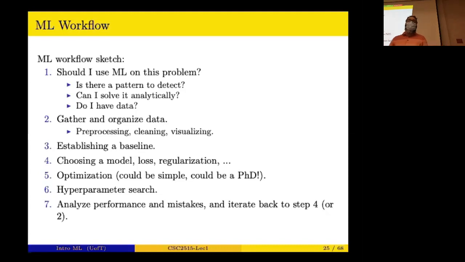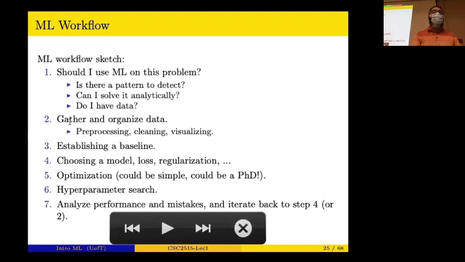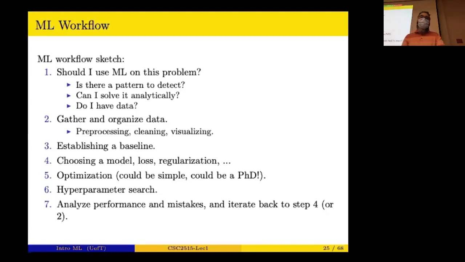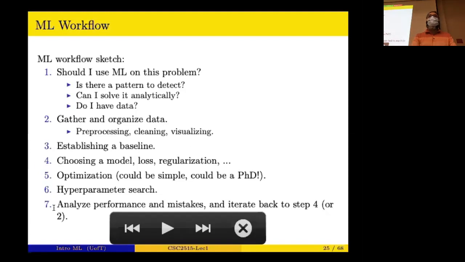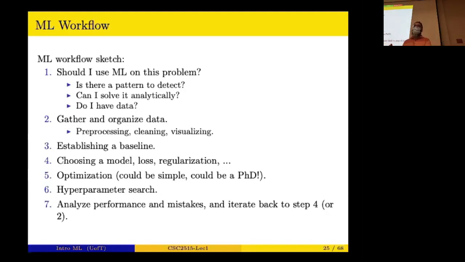If it is not, you need to iterate back to step 4 or 2. So maybe you need to change your model. Maybe you need to use a different machine learning algorithm, or maybe the issue is not the method that you use, but it is the data that you have. So maybe you need to have better data, maybe collect more data or pre-process and clean them in a better way. So actually, this is very important.